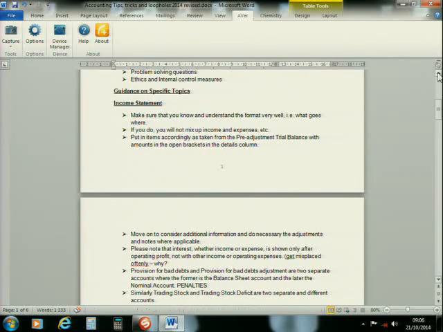If you've got an item, for example, under expenses, wages and salaries, put it in, open up the brackets, put in the amount. All this must happen in the details column. And what you also need to remember, what I said yesterday, after you've done that, you move on to do the adjustments. You consider the adjustments. As you adjust, remember what I said yesterday.